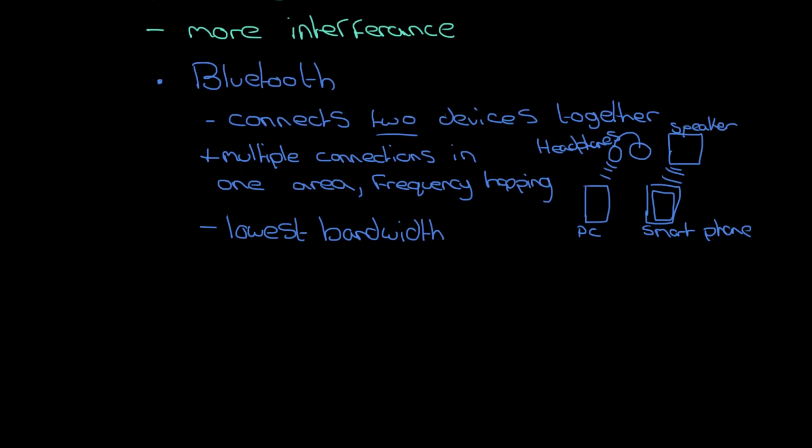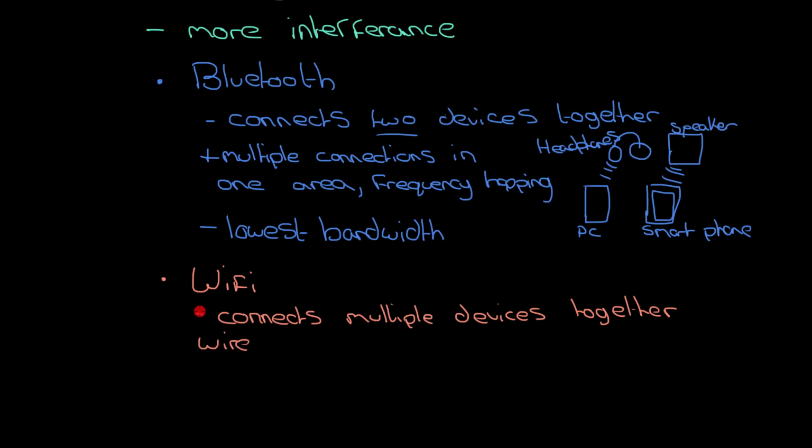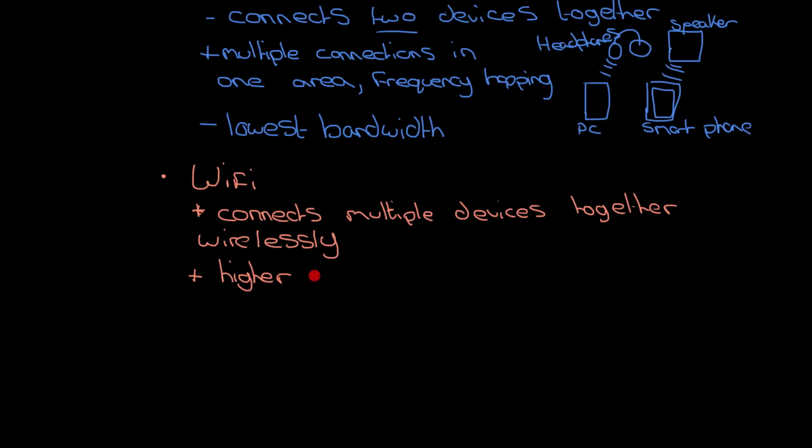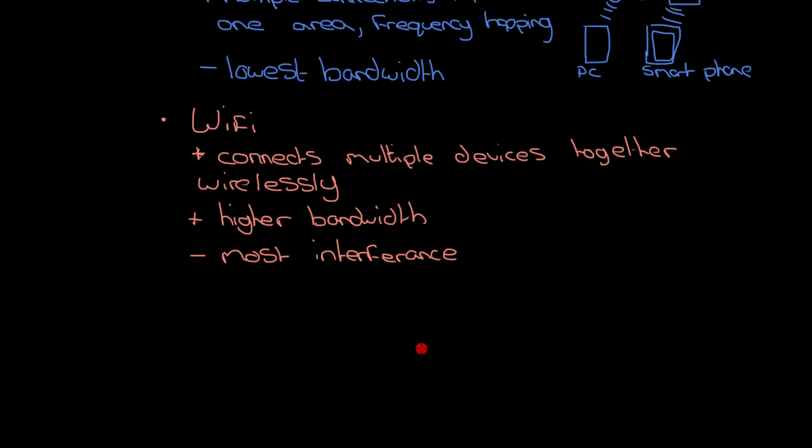All right, what about Wi-Fi then? Wi-Fi is when you're connecting more than two devices together wirelessly. And it's got a higher bandwidth when you compare it to Bluetooth. But its biggest disadvantage is that it's subject to the most amount of interference. Now, this could be between devices on the same network, or it could be between competing Wi-Fi networks. So you might have your Wi-Fi network at home competing against a neighbor's Wi-Fi network next door.